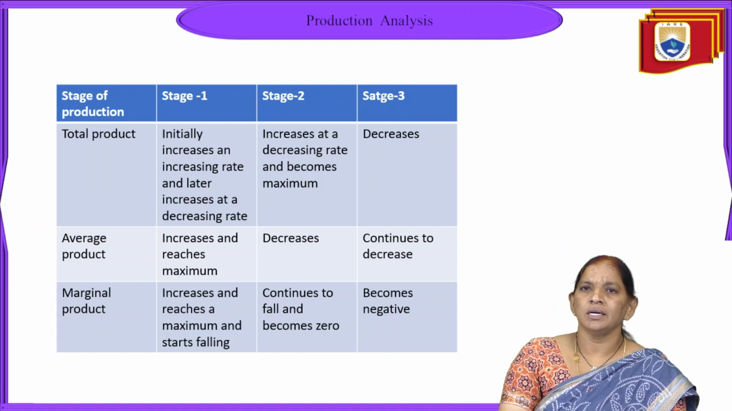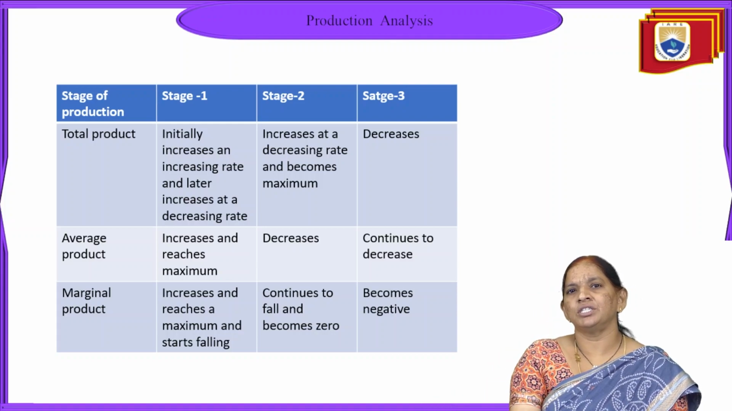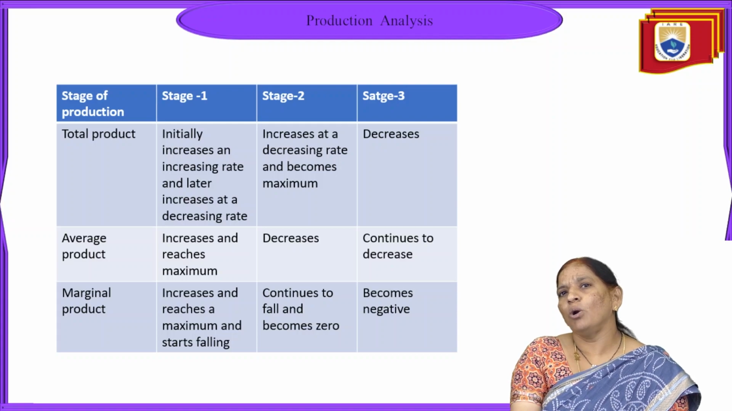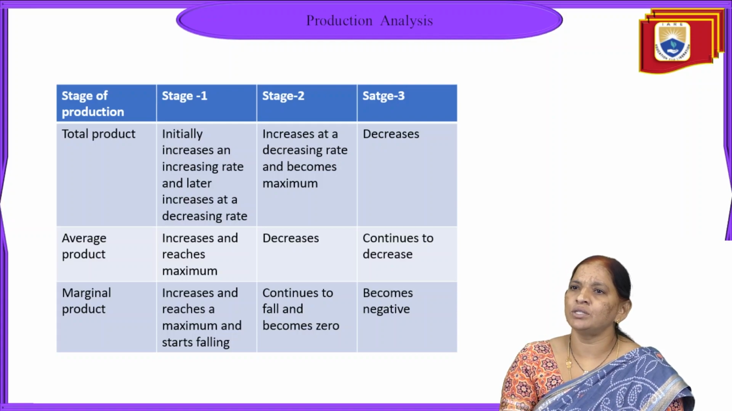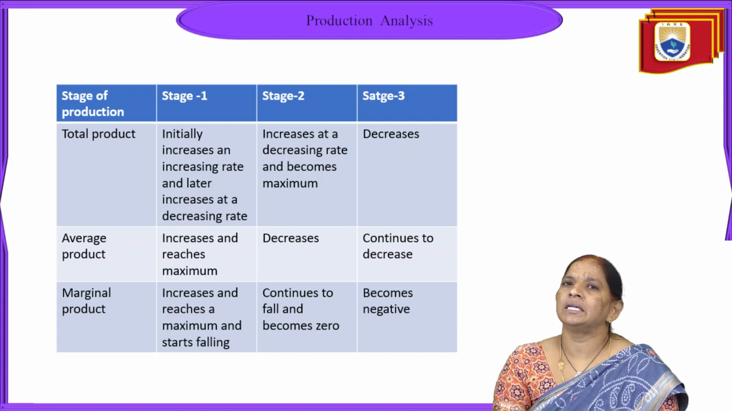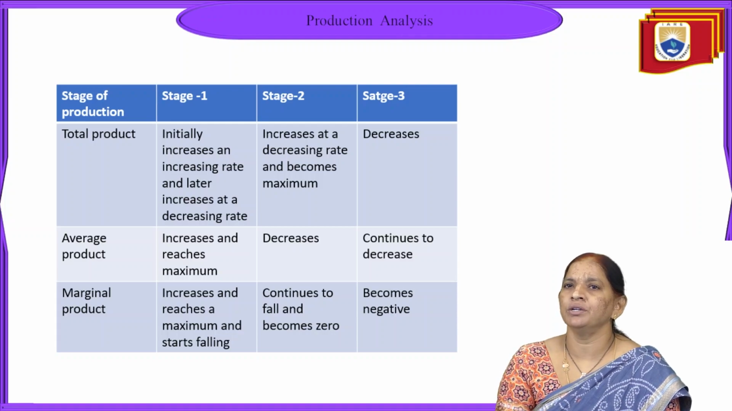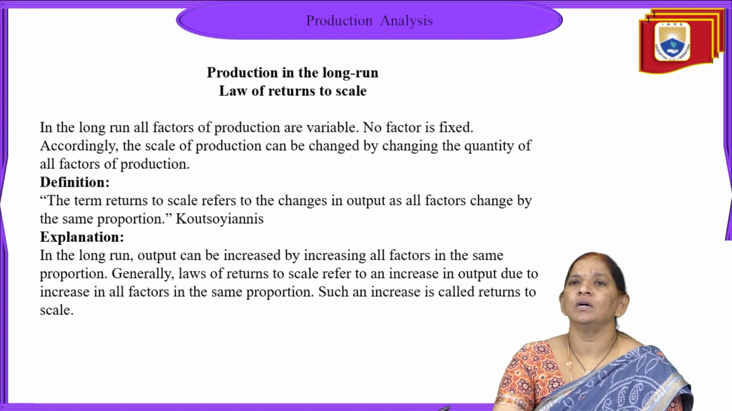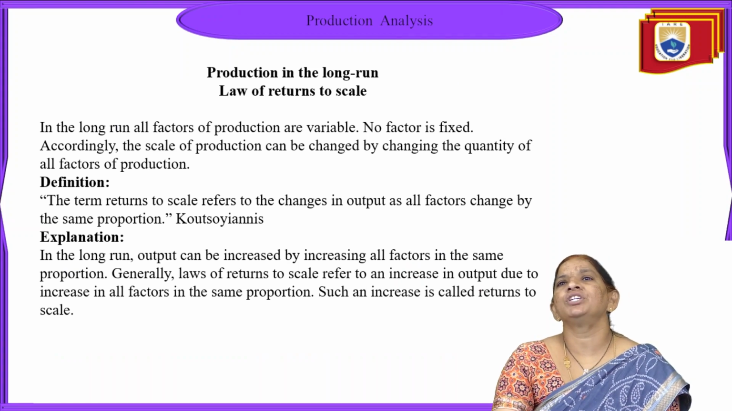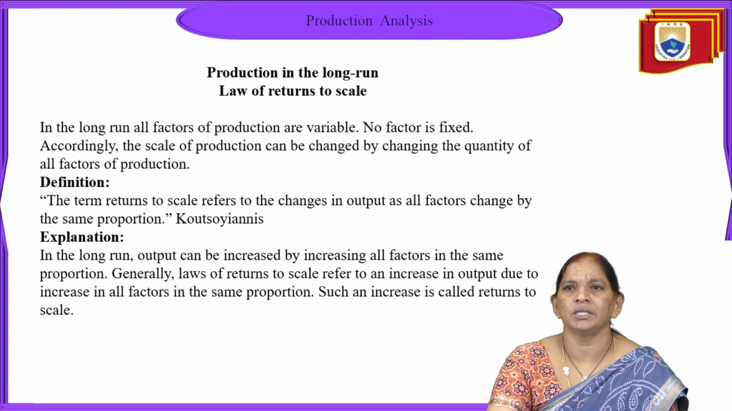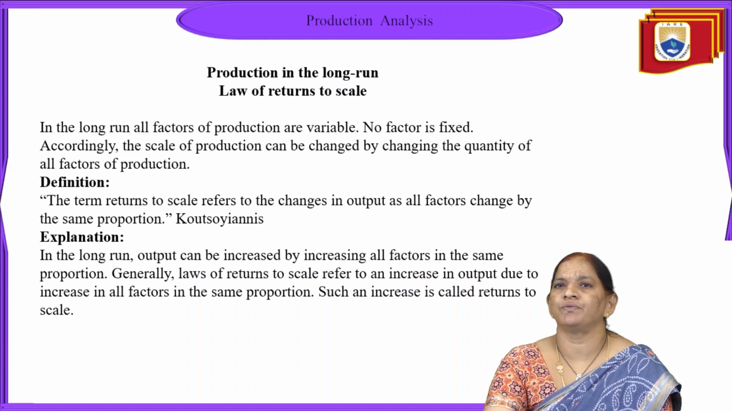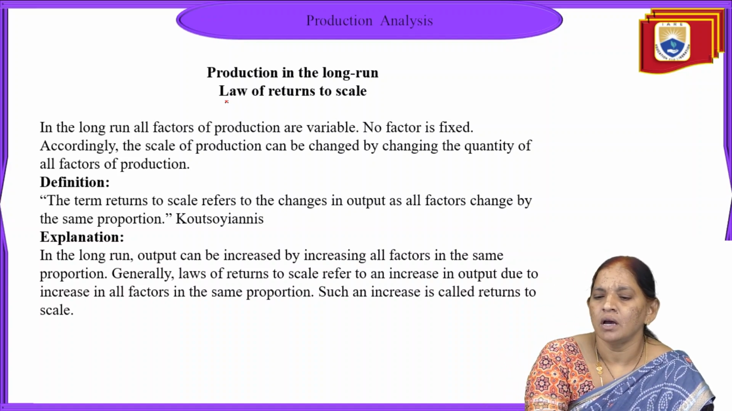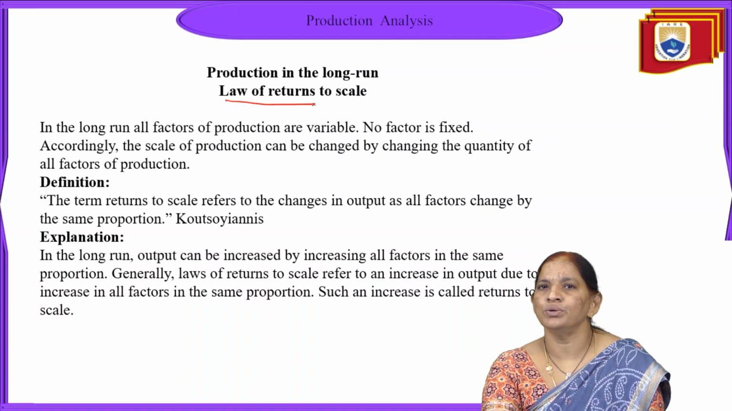So this is an explanation, or the introduction, relating to the law of variable returns, which is given for the short run production function. Next, we'll see the second law, which is the production function in the long run. That is the long run production function. This law is the law of returns to scale.